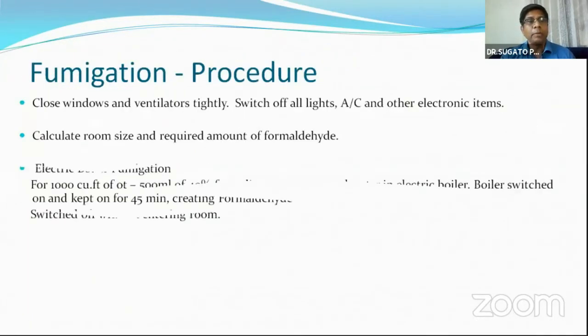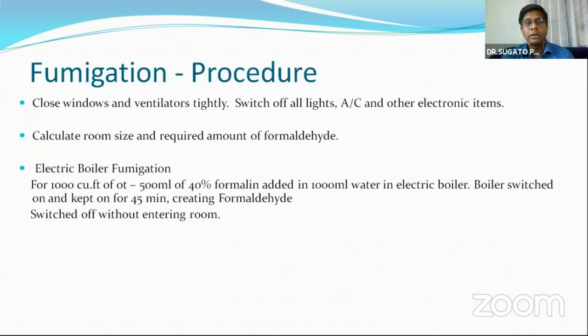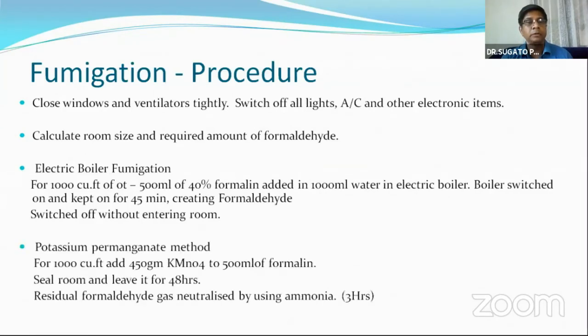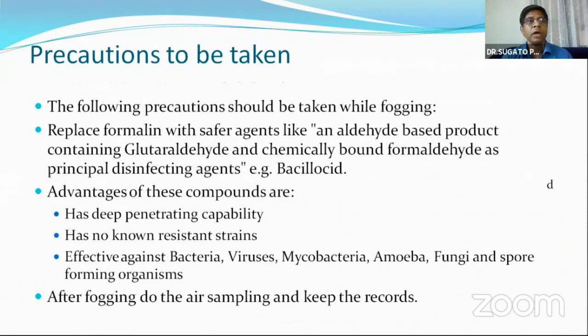We have to calculate the amount of formaldehyde used. There are two methods. One is electric boiler fumigation, where for 1000 cubic feet of OT, 500 ml of 40% formalin is used in 1000 ml of water in an electric boiler, which is switched on for 45 minutes. The other is the potassium permanganate method, where for 1000 cubic feet, 450 gram of potassium permanganate is used with 500 ml of formalin and left for 48 hours. Addition of ammonia is required for residual formaldehyde gases to be neutralized.